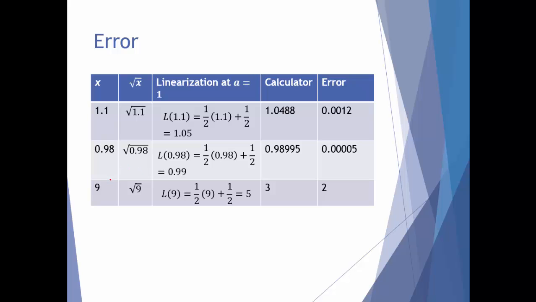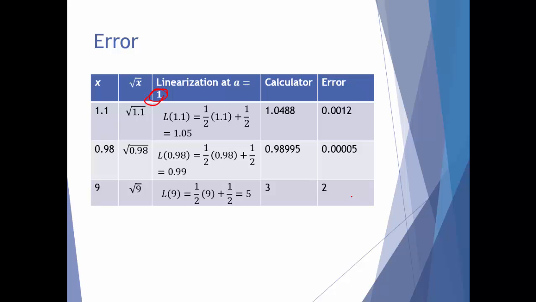Now, notice I picked a number that's really kind of silly to use, because remember, the linearization is only supposed to be good near an a value of 1. Well, if I use 9, my a value just jumped to 9. That is way too far away from 1 to use. And watch what happens. If you put that in the linearization and take 1/2 times 9 plus 1/2, you're going to get 5. And of course the square root of 9 is not 5, it's 3. Look how much your error jumps. It jumps to 2.